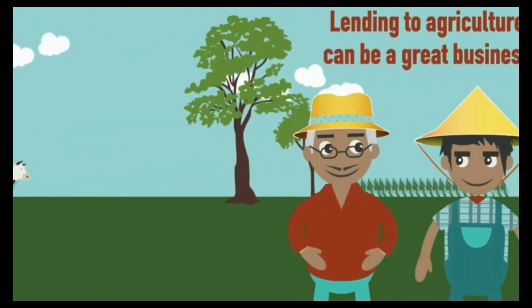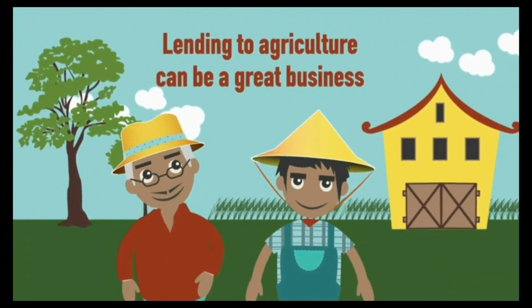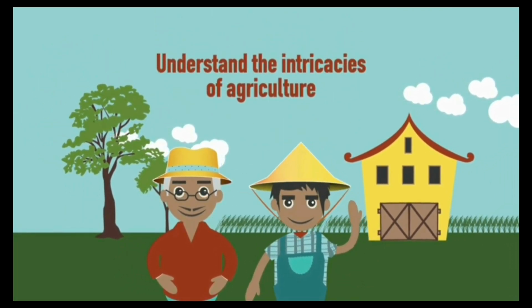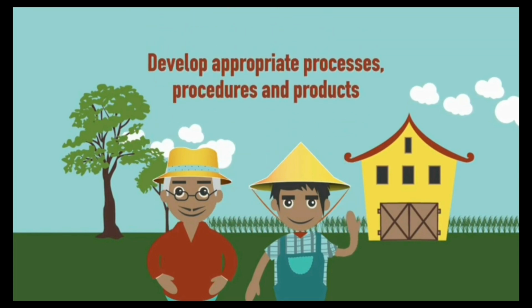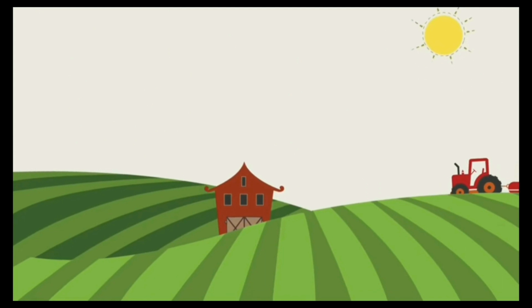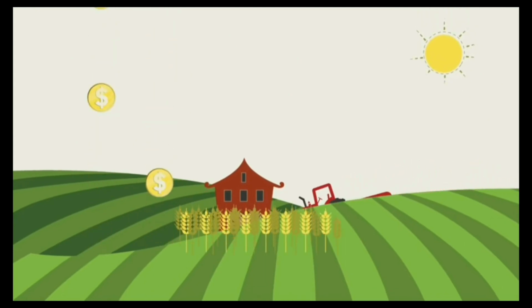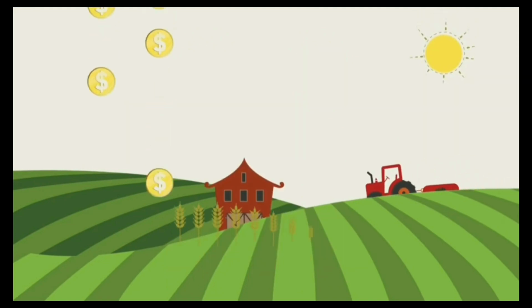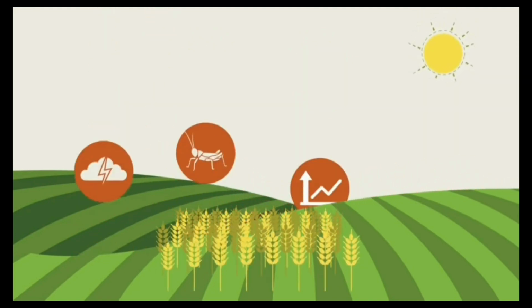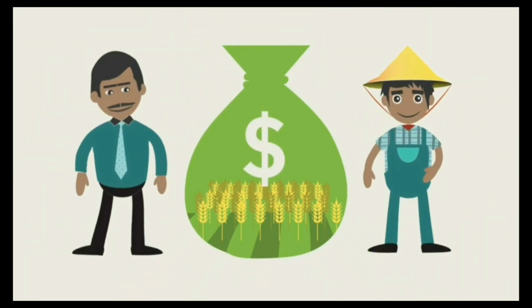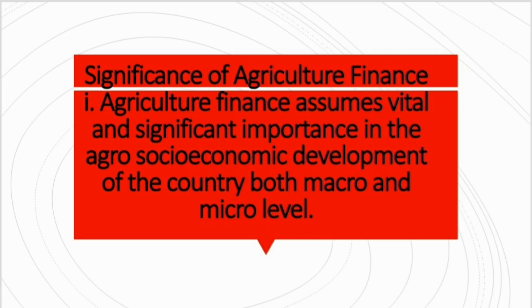Lending to agriculture can be a great business, but it requires banks to understand the intricacies of agriculture and to develop appropriate procedures and products. This will ensure that lending is undertaken in a way that effectively takes into account agriculture-specific risk, for the good of everyone. Significance of agriculture finance.